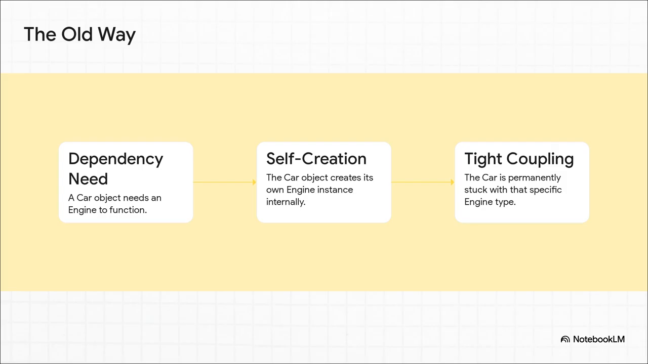You know what? Let's make this super simple with an analogy. Imagine you have a car object. A car needs an engine to work, obviously. So, in the old way, the code inside the car object literally says, new engine. It builds its own engine, right there on the spot. And what's the result? Well, that car is now permanently stuck with that one specific engine. You want to try a V8 instead of a V6? Or maybe an electric motor just for testing? Nope, sorry, can't do it. The whole thing is totally rigid.